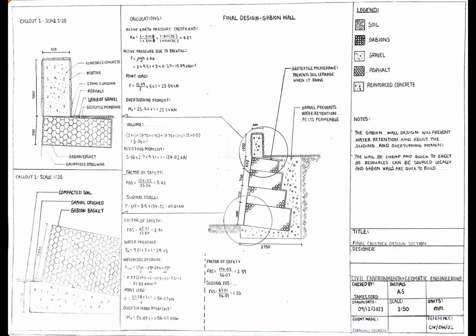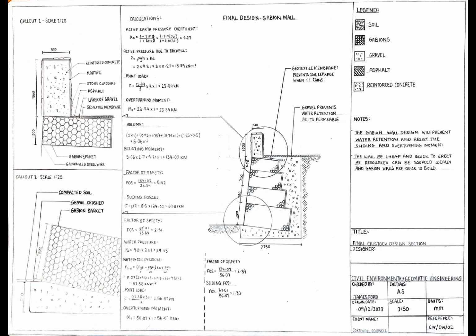Creating our new Calstock wall design, we decided on using a slanted gabion wall as we believed this was cheaper and quicker to build. This is because we could source the rocks used in the gabion boxes from the local area, and it is important that the wall is built as quickly as possible as the failure took place on a one-way road with no other access.